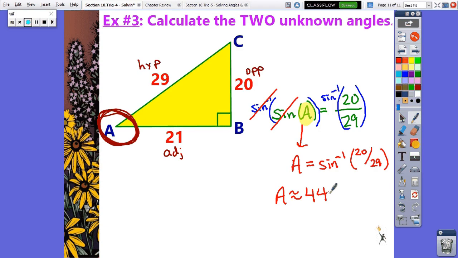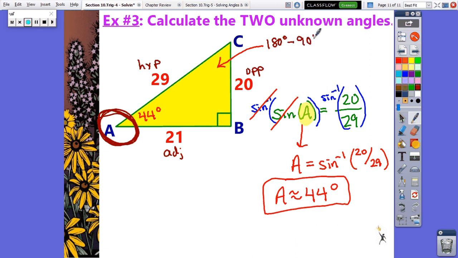So there's angle A. But we also needed to figure out what angle C was as well. But angle C, again, if we know 2 angles in our triangle, then we can just take 180 degrees, and we can get rid of the 90-degree angle down here at angle B, and we can subtract away the 44-degree angle that we just figured out that angle A was down here. And so 180 minus 90 minus 44 is going to leave us with 46 degrees.